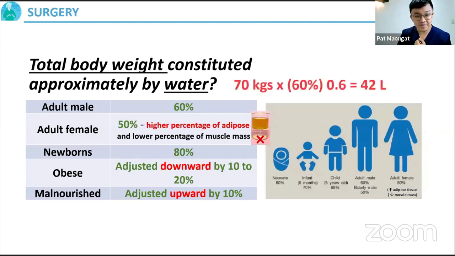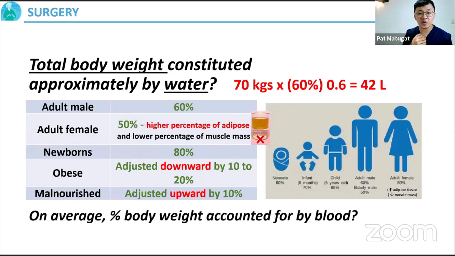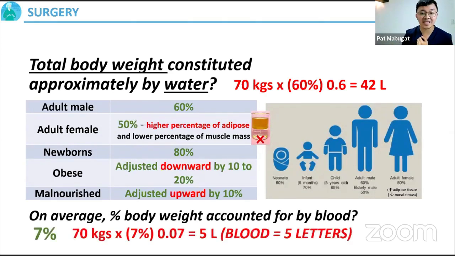more muscles. Okay, so in an average 70-kilogram male, 60% of the body weight is made up of water. So that's 70 times 0.6, that's 42 liters of water. On average, what's the percentage body weight accounted for by blood? That's 7%. 70 kilograms times 0.07, you have 5 liters. Easy to remember, blood has 5 liters. The average human male has 5 liters.